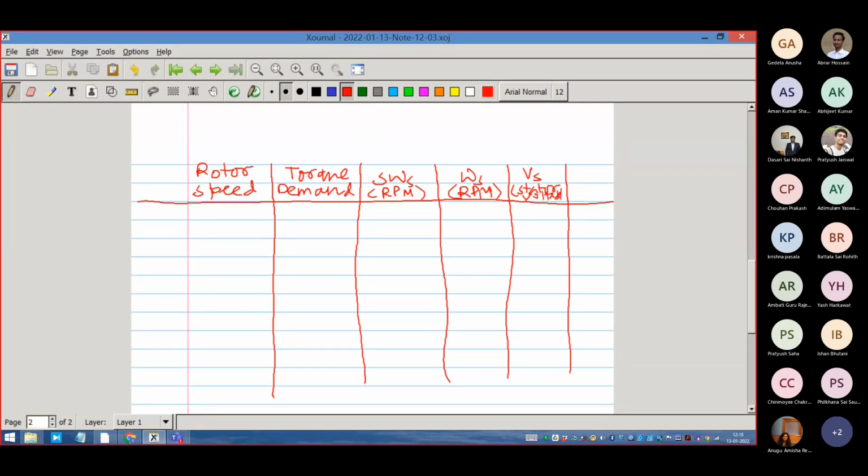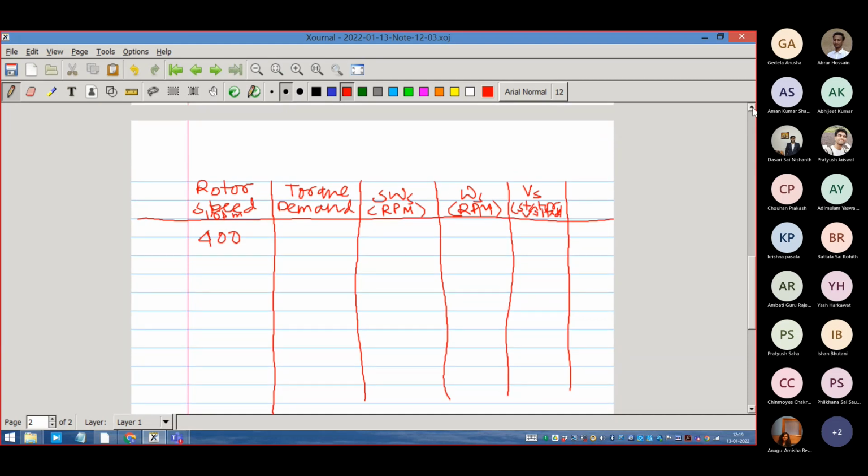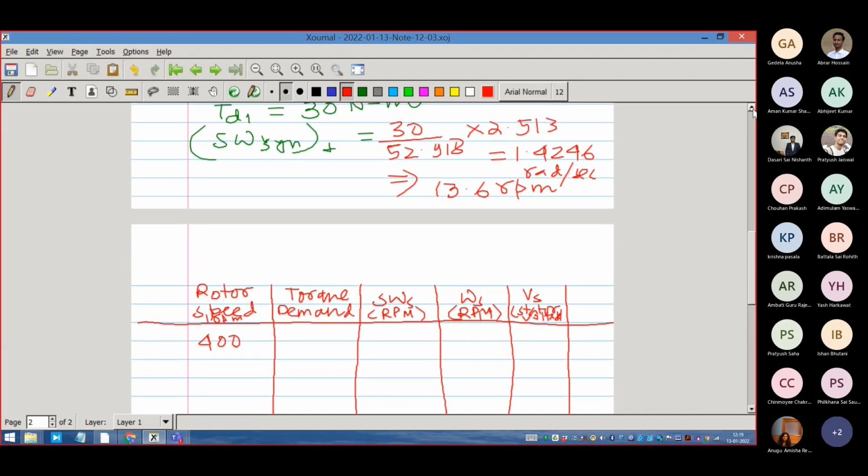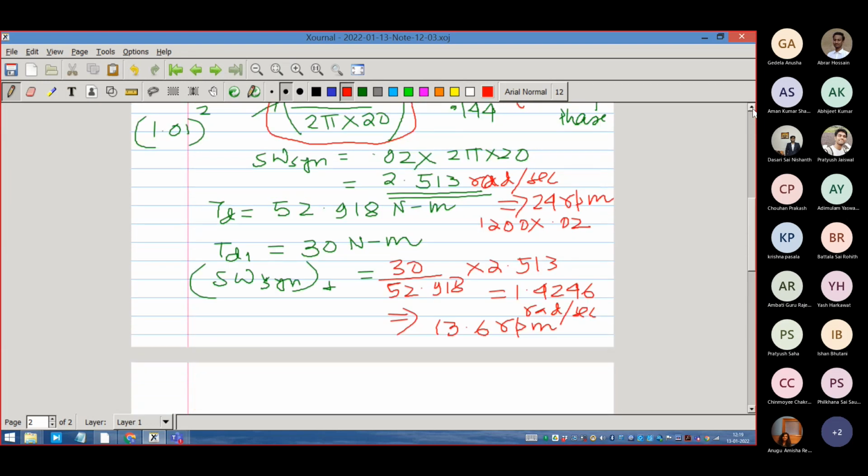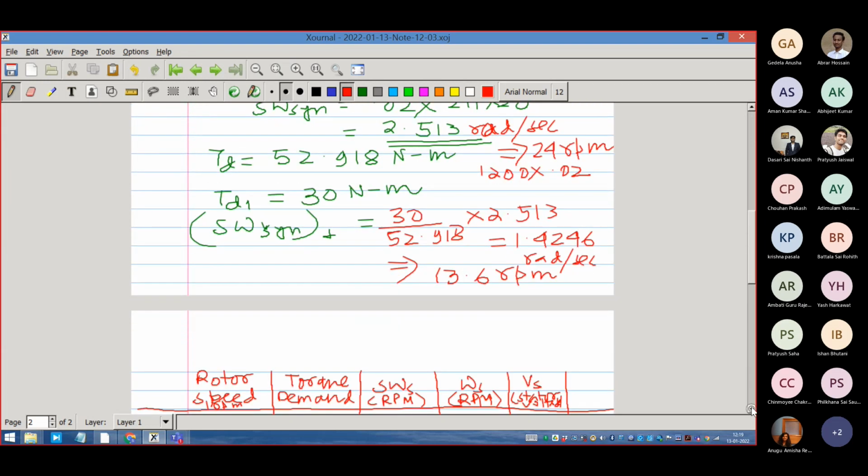For the machine for which I have taken such an example, let us say I am arbitrarily choosing the rotor speed. They have asked us to run the machine at 400 RPM. And what if the torque demand were, let us take the first one, about 53 Newton meter? How much slip had we calculated? It was 2% slip for roughly 53 Newton meter.